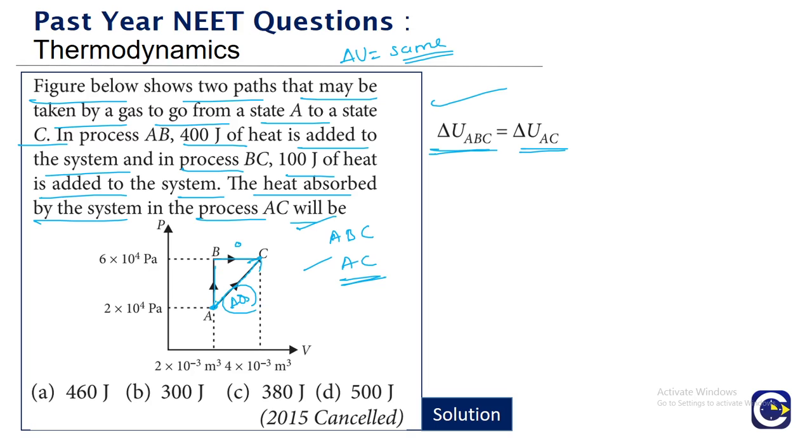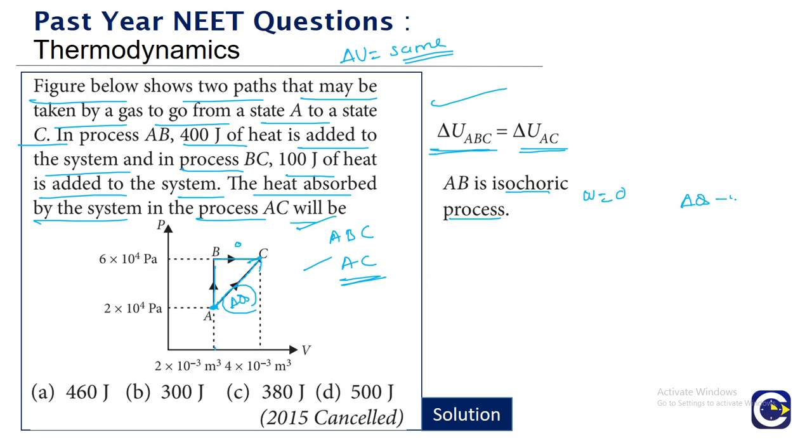Okay. So first the path ABC is divided into two parts. AB is one part, BC is another part. So let us just start with the path AB. AB is what you see here, it is a vertical line. So in the PV diagram, a vertical line means it is an isochoric process. Isochoric process means W will be equal to 0. So what is the first law of thermodynamics?